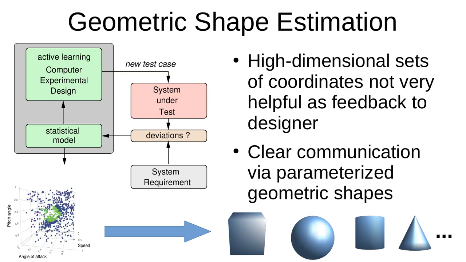Green points correspond to test cases in regions where the system requirement has been fulfilled. The blue ones correspond to violation or unsafe areas. However, just a high-dimensional set of coordinates for these data points is usually not very helpful as feedback to the designer.